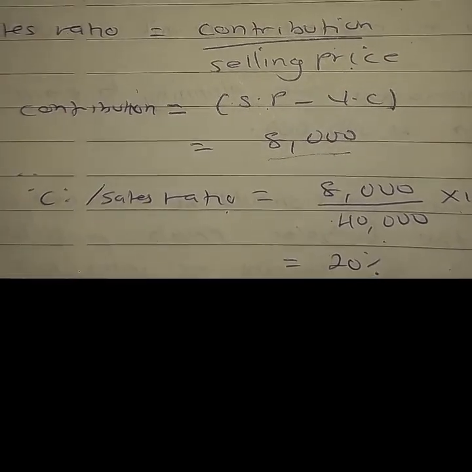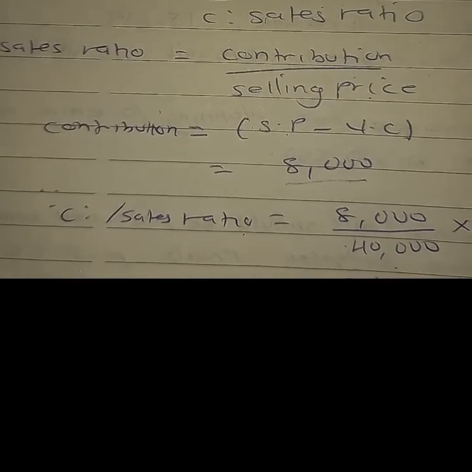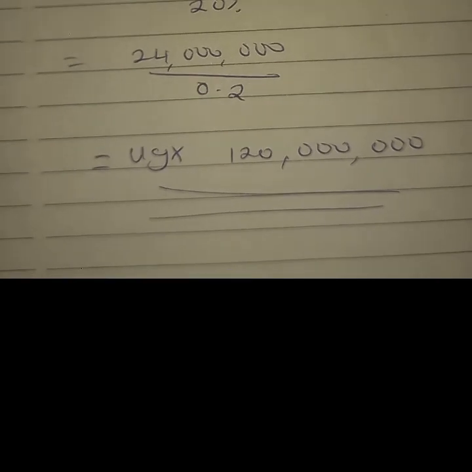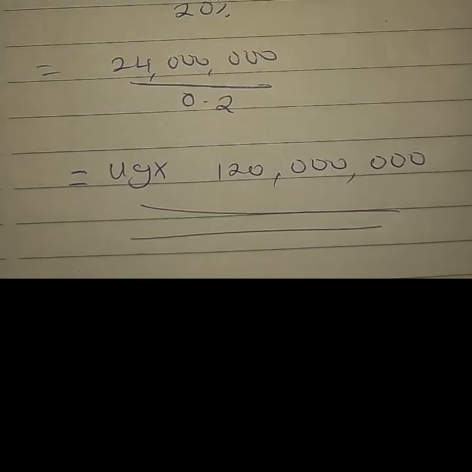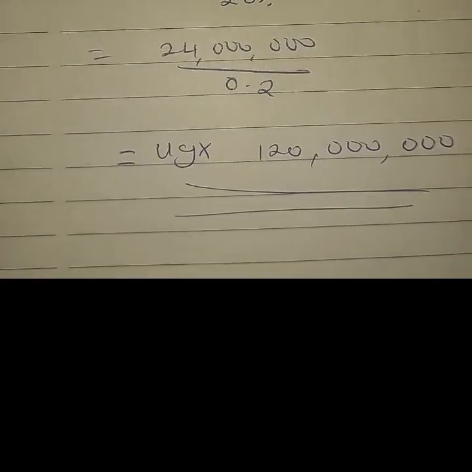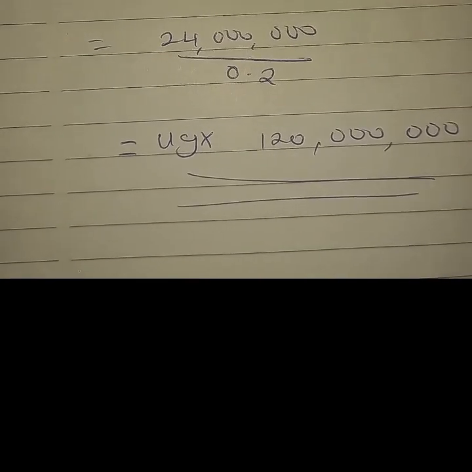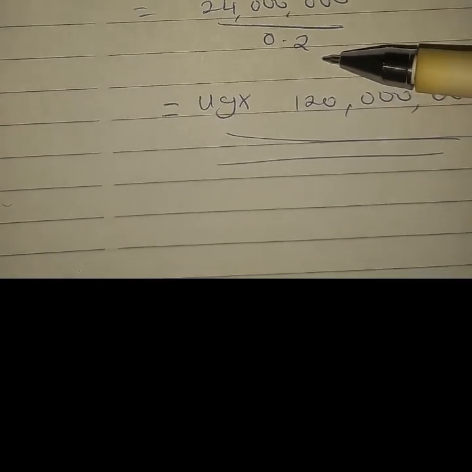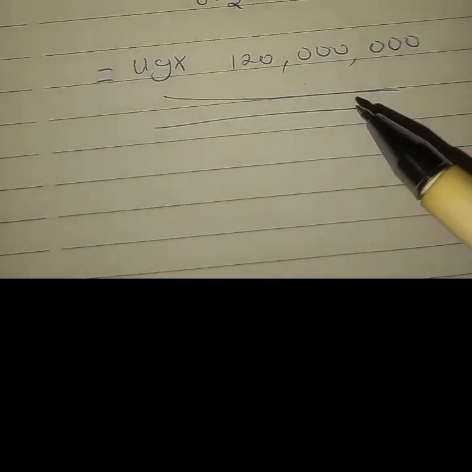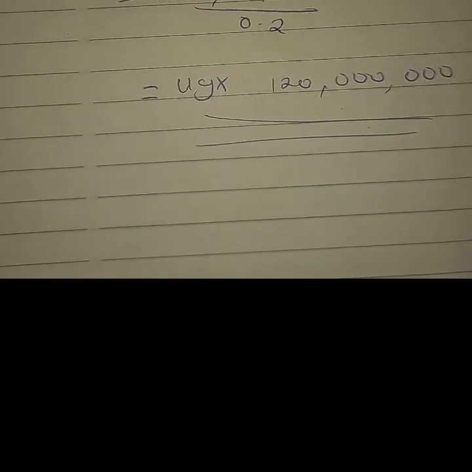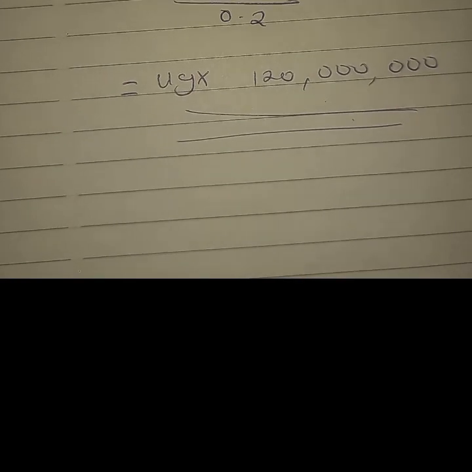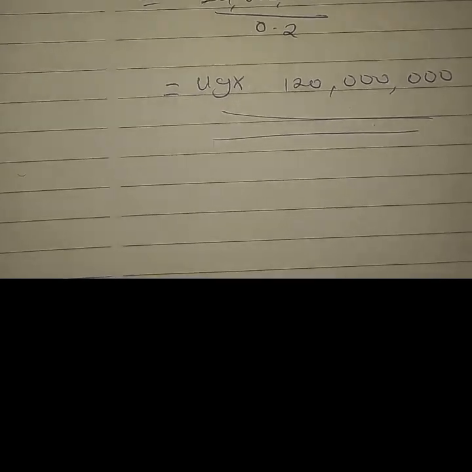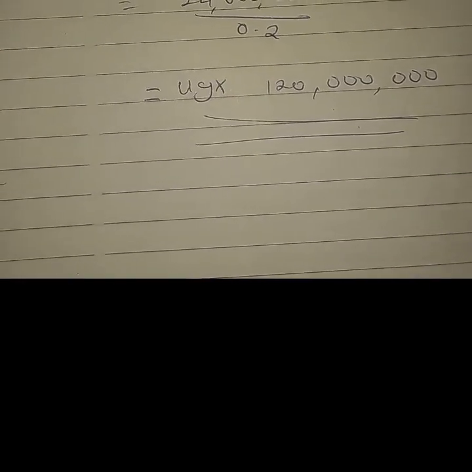So let's continue and see how we get the total sales by substituting into the formula. The target profit is 4 millions plus fixed costs of 20 millions, divided by the contribution sales ratio, which is 20%. When I solve it, 4 plus 20 gives me 24 millions divided by 0.2. That means I have to make total sales of 120 millions in order to get a target profit of 4 millions. So that has been our question.